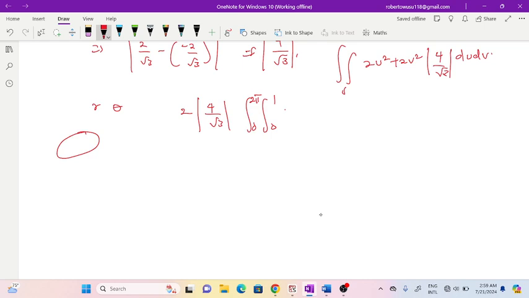Then our Jacobian for polar is r dr d theta.